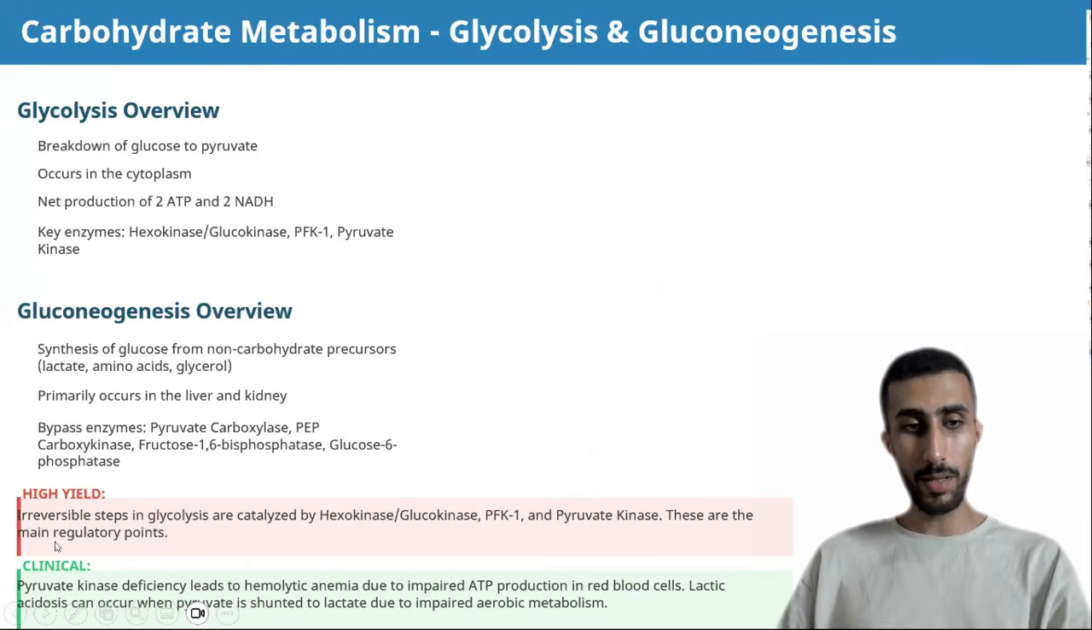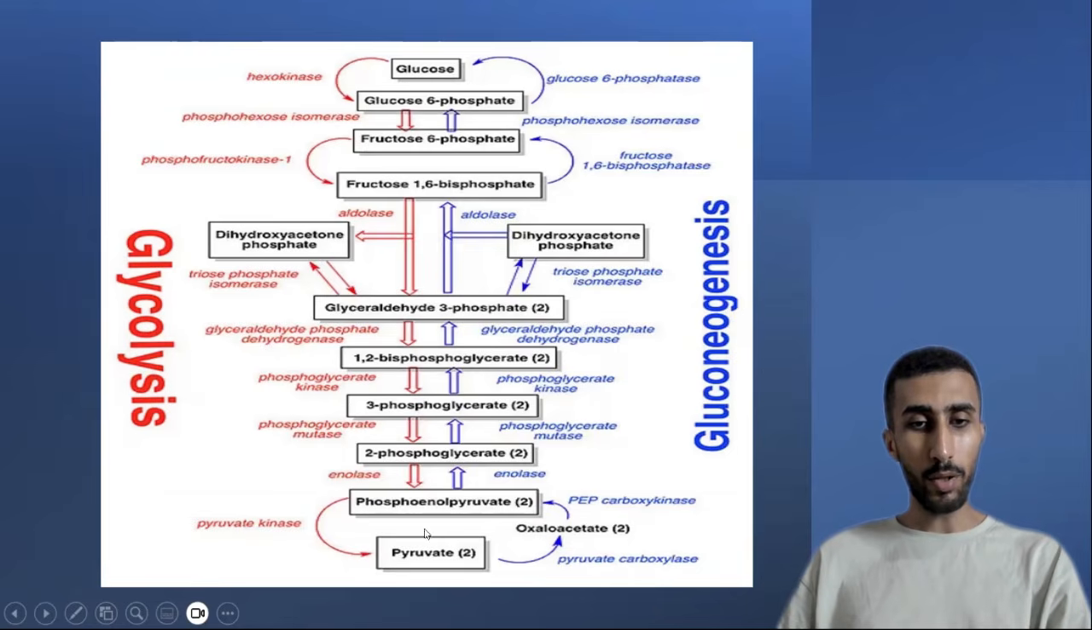If we have a condition called pyruvate kinase deficiency, we will get hemolytic anemia, because the RBCs depend mainly on this process to produce their ATP. So pyruvate kinase deficiency leads to hemolytic anemia due to impaired ATP production in the red blood cells. With this enzyme malfunctioning, we will get hemolytic anemia, and the RBCs are not going to function well.